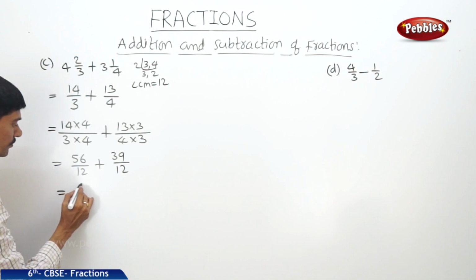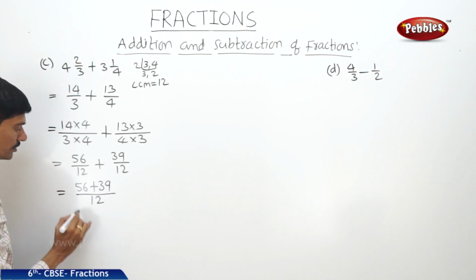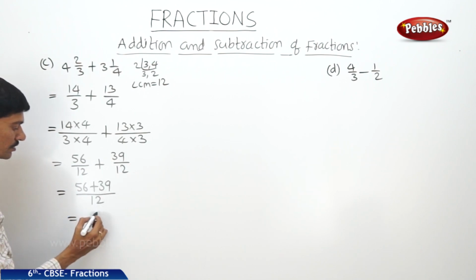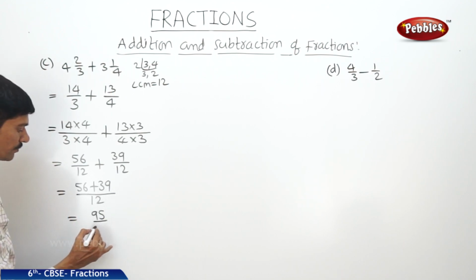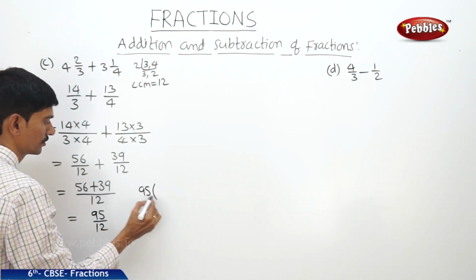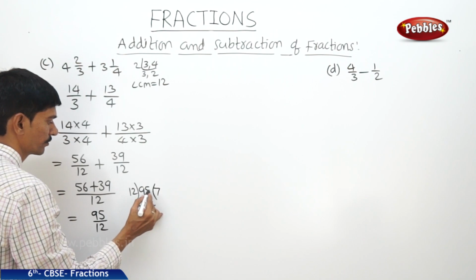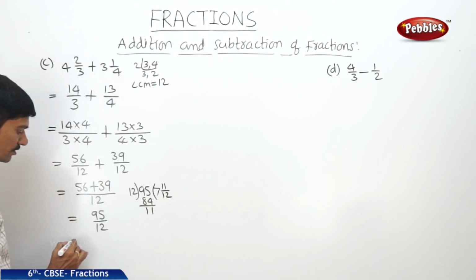So this equals 56 plus 39 by 12. When the denominators are equal, we can add the numerators keeping the same denominator. So 6 plus 9 is 15, 1 plus 3 is 4, 4 plus 5 is 9, 95 by 12. If you write 95 by 12 as a mixed fraction, 12 sevens are 84, so 95 minus 84 is 11, so 11 by 12. Now this equals 7 11 by 12.